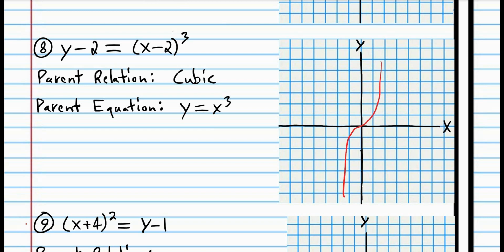So we can use 0, 0 as a reference point. And we're going to move that reference point 2 units to the right because we're subtracting 2 from x, and we're going to move 2 units up because we're subtracting 2 from y. Now if we go to the right and up 1, we get our second point. If we go to the left and down 1, we get our third point.